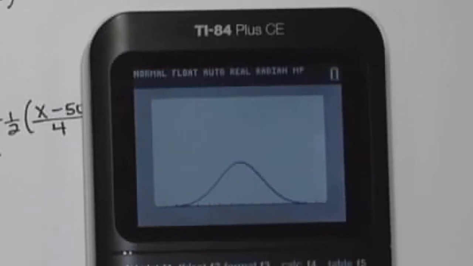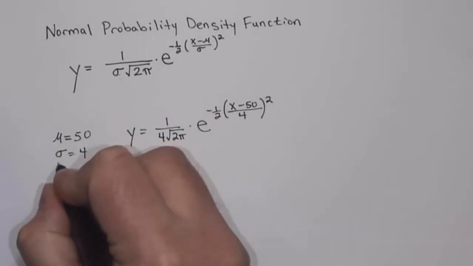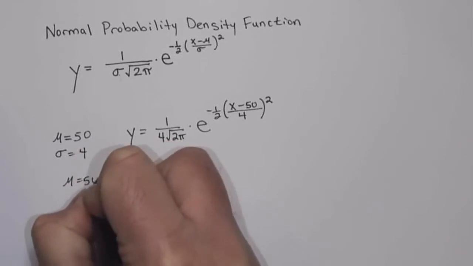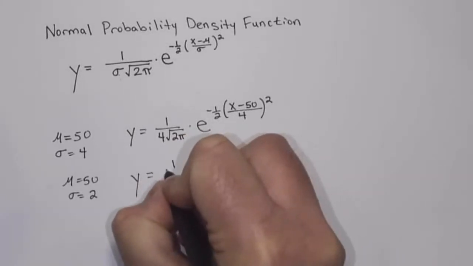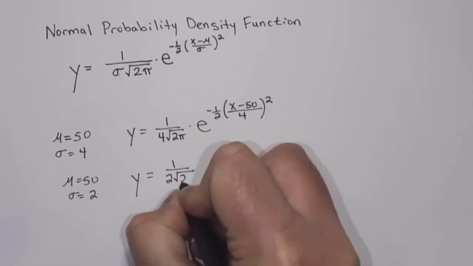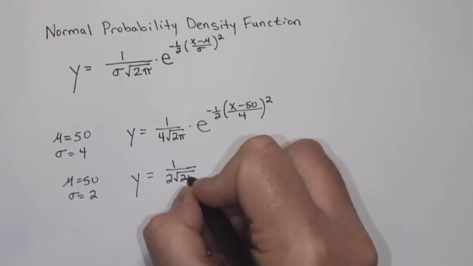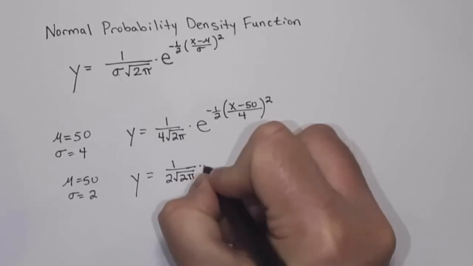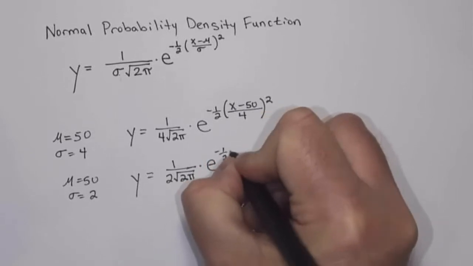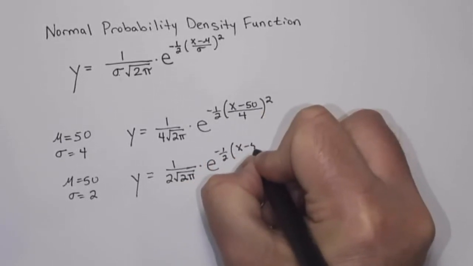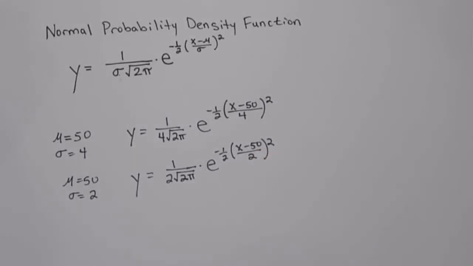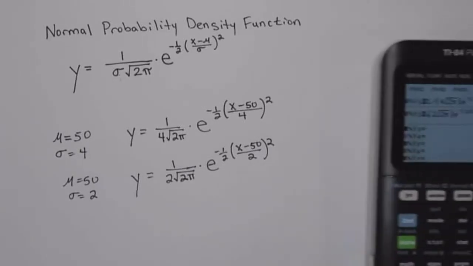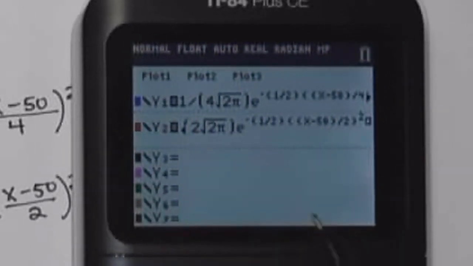Now, what if I instead have a mean of 50 and a standard deviation of 2? Well, then our equation will be y equals 1 over 2 times the square root of 2 pi times e to the negative 1/2 times x minus 50 divided by 2, squared. So let's take a look at that graph. I have now typed that equation in y2 in my calculator.